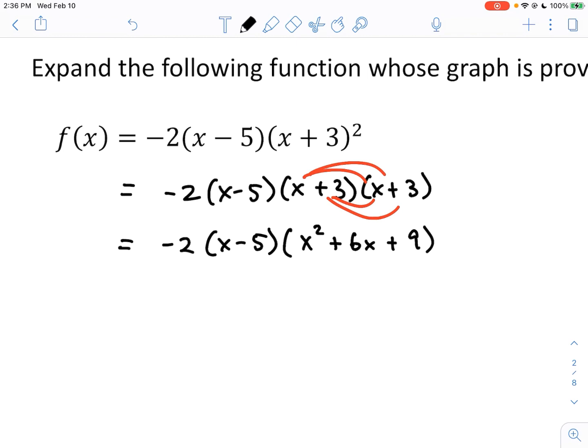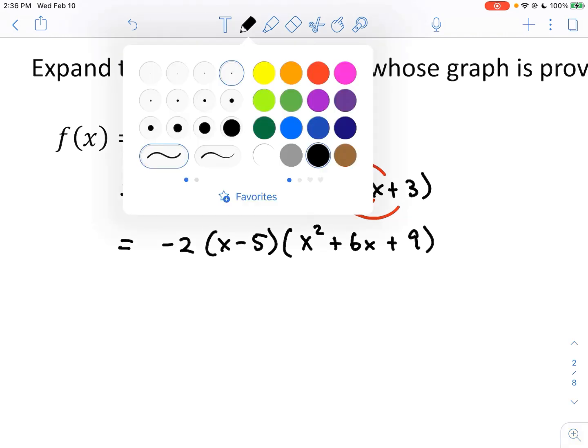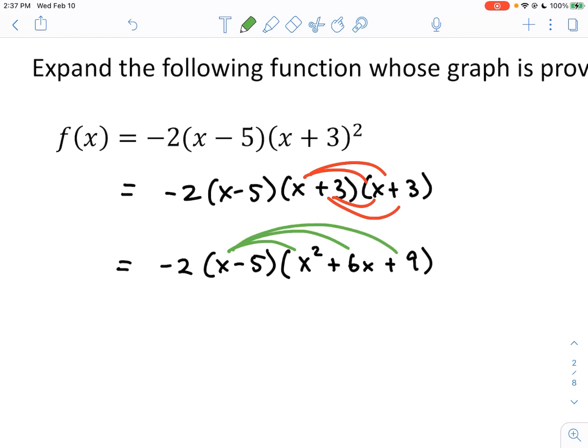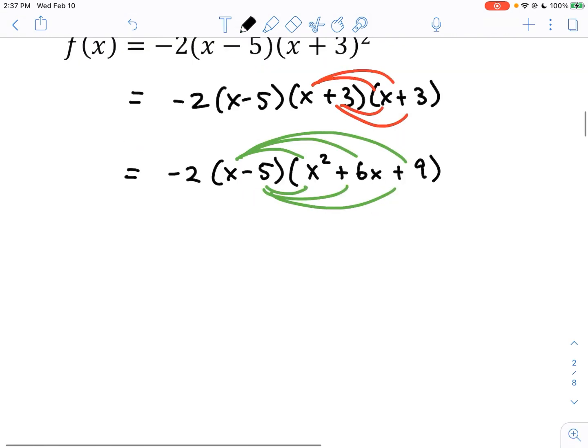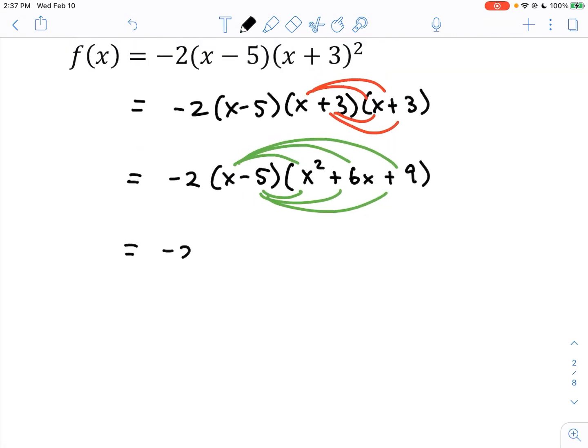All right, the next thing I'm going to recommend we do is FOIL next with the x minus 5. Distribute the first term across all 3, and then the second term across all 3. So there's actually 6 products that have to happen here. So that leaves, we have the -2 in the front, keep the parentheses. We do x times x squared, that's x cubed. X times 6x, that's 6x squared. X times 9 is 9x. Now I'm going to distribute the -5. -5x squared minus 30x minus 45.